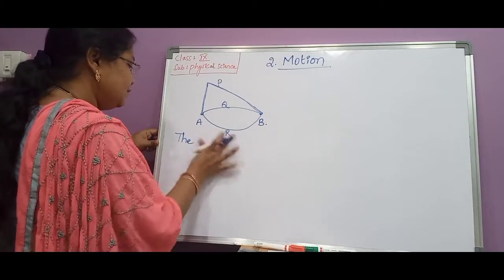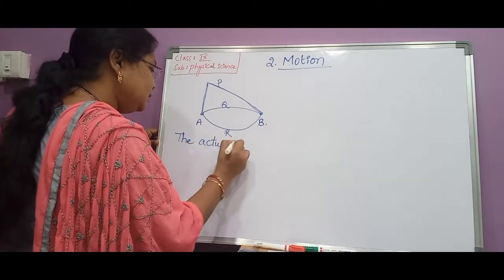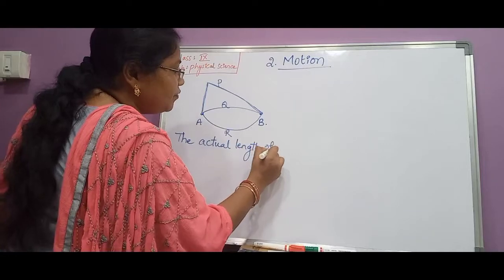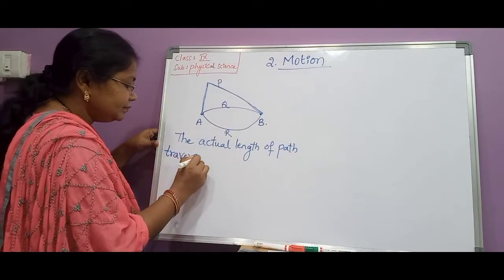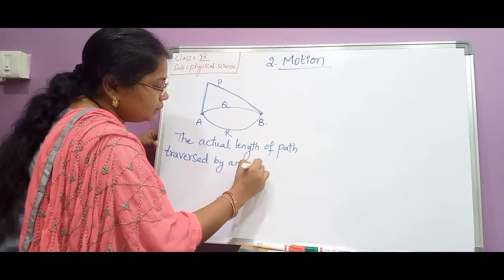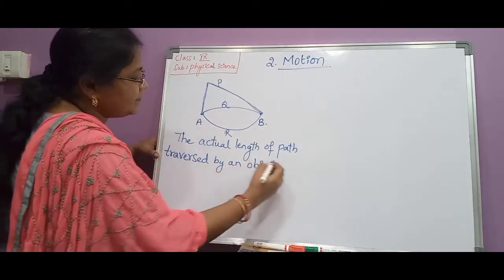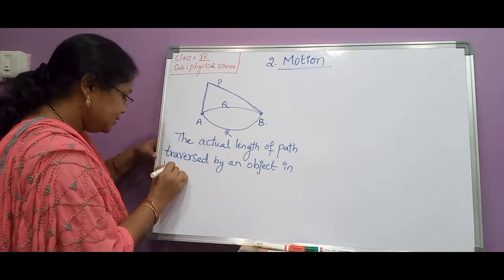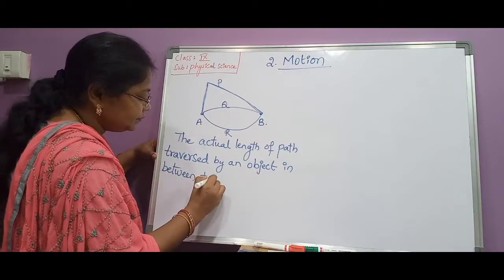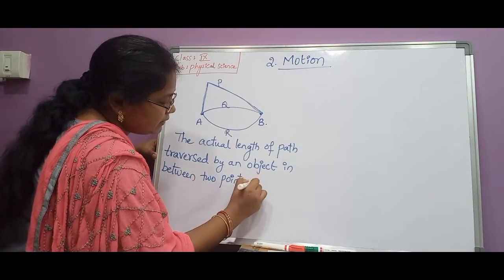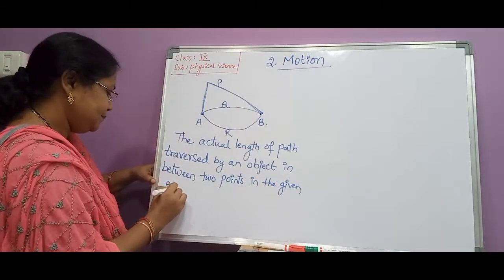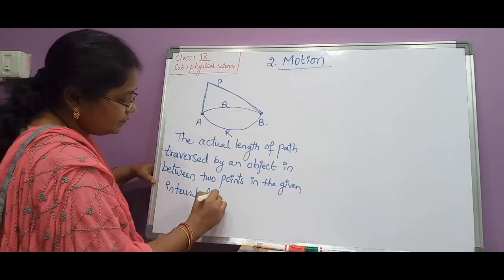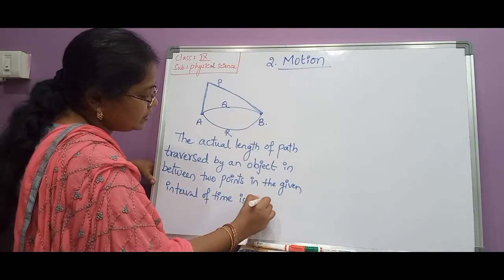The actual length, okay, we can write here, the actual length of path traversed by an object in between 2 points in the given interval of time is called distance.